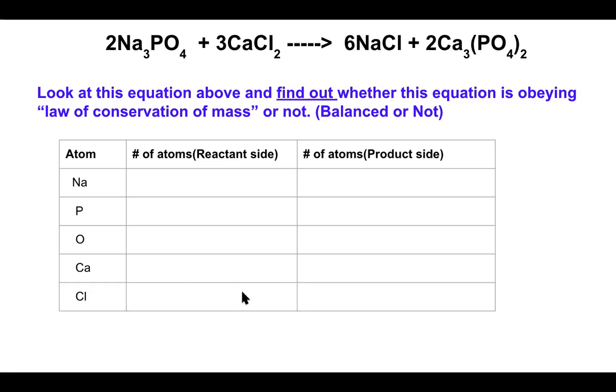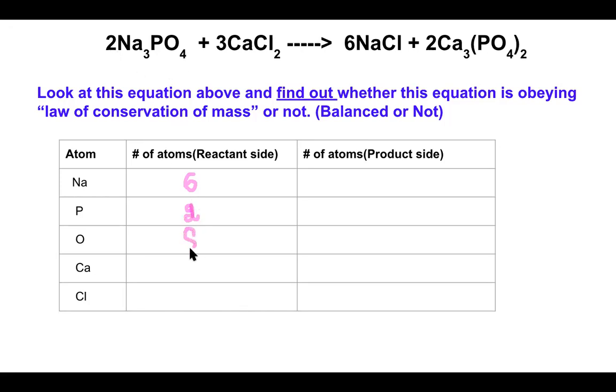Okay, I pause the video. You try, then we'll check the answers. Ready for the answers? Okay. So how many sodium? Let's start from sodium. There are 6 sodium, 1 phosphorus, not 1, 2 phosphorus, because you have to multiply by the coefficient. Then how many oxygen? 4 times 2.